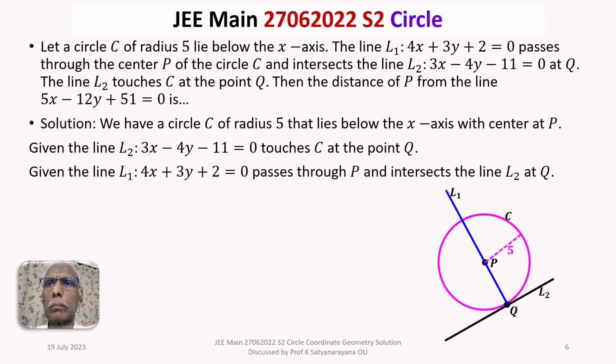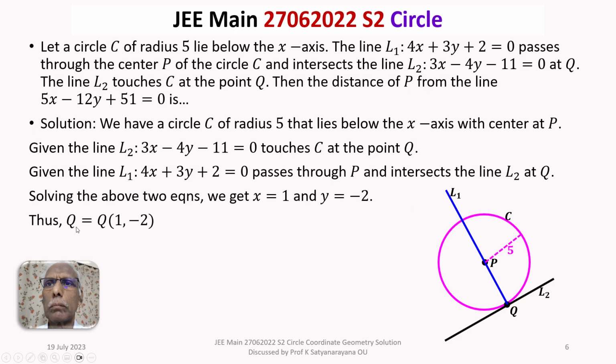First of all, we find what are the coordinates of Q. L1 and L2 are intersecting at this point Q. So take these two equations, L1 equation and L2 equation, and solve for x and y. We get the coordinates of Q. So solving the above two equations, we get x is equal to 1 and y is equal to minus 2. Therefore, the coordinates of Q we have obtained are 1 comma minus 2.